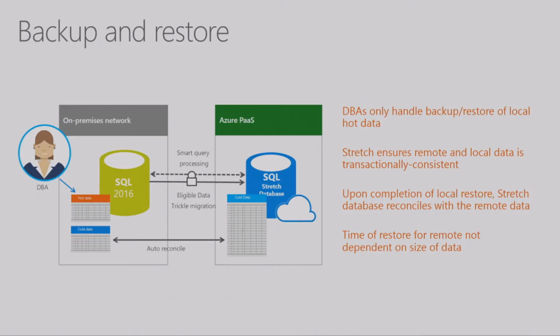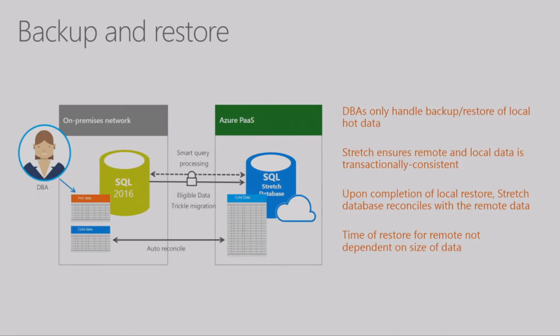So the question comes up, okay, what happens when my local server goes down? What do I do? Very simple. You have your hot data backup. You restore it to a new server. Once you've restored it to a new server, you reauthorize the connection to Azure. There is only one Azure instance of that cold data. You reauthorize that connection, and then Stretch, using batch ID, will do a reconciliation of that particular data. We support point-in-time restore, obviously, geo-restore.